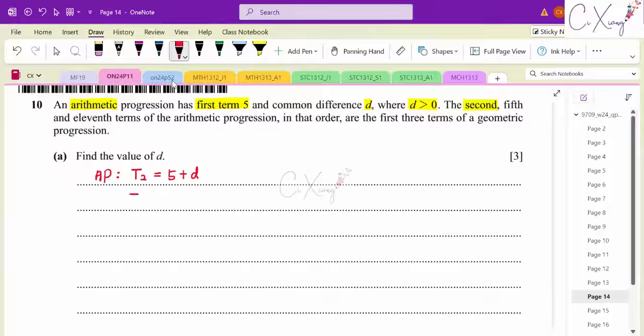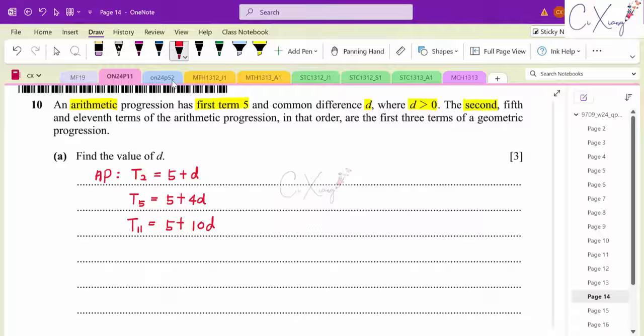Okay? Then after that, you have the fifth. What is the fifth term for an arithmetic progression? So a plus (n minus 1)d, which is 5 plus 4d. Then for the 11th term, it will be a plus (n minus 1)d. So 11 minus 1, you get 10, so 10d. So these are the 3 terms, the second term, fifth, and also the 11th term in the arithmetic progression.